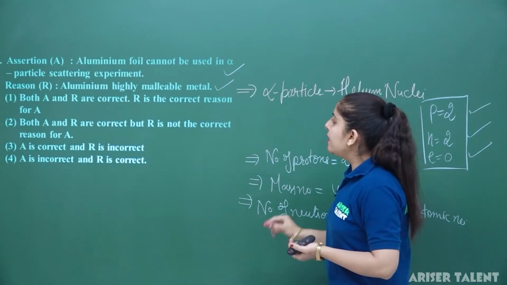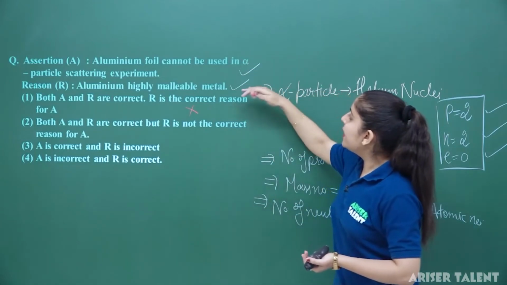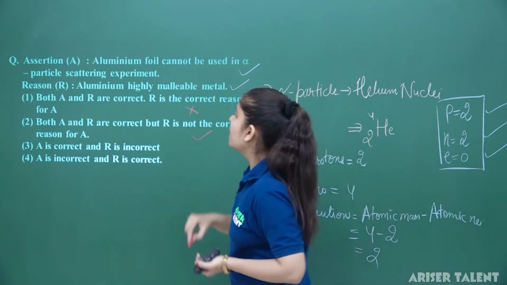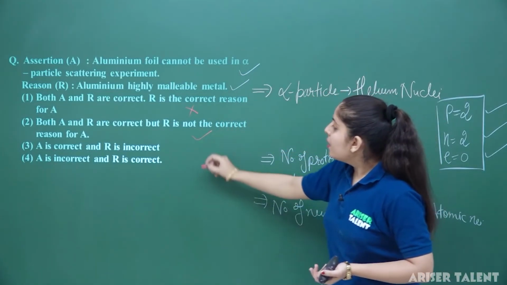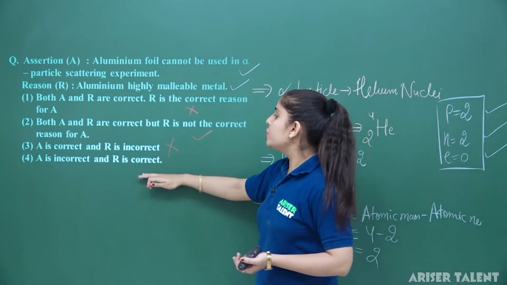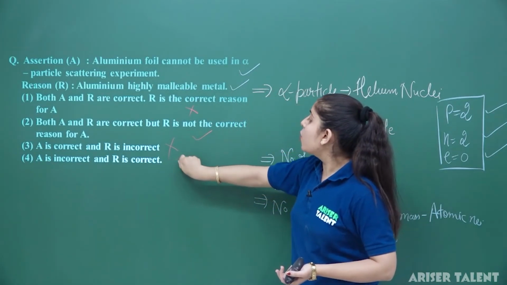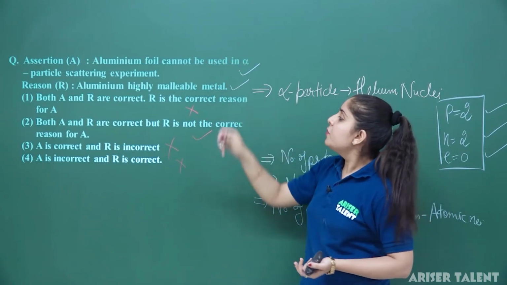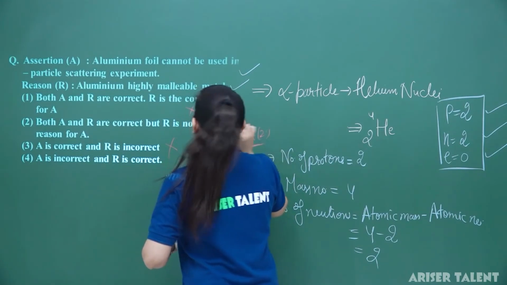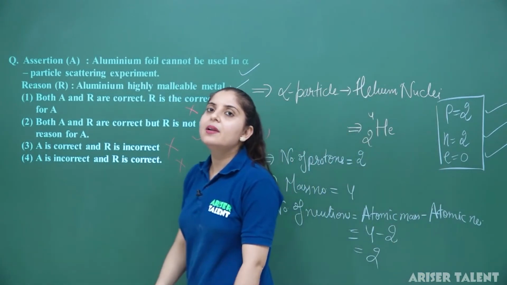Both A and R are correct, and R is the correct explanation for A. This is wrong. Both A and R are correct, but R is not the correct reason for A. This statement is true. A is correct, R is incorrect. Again this is false. A is incorrect and R is correct. So this is again a false statement. So which option is correct here? I can say that option number 2 will be correct here. So this is a reason assertion type question, that is from the chapter structure of atom.